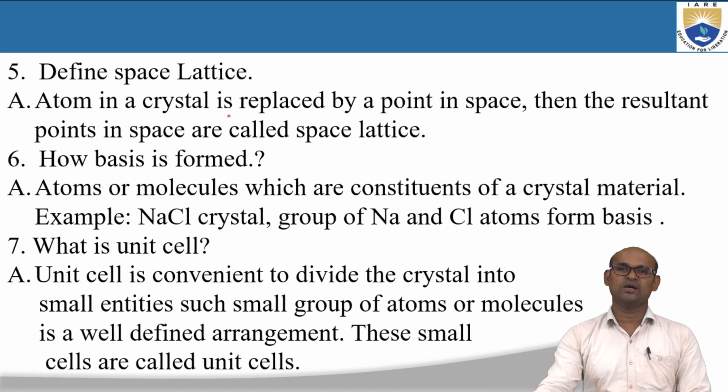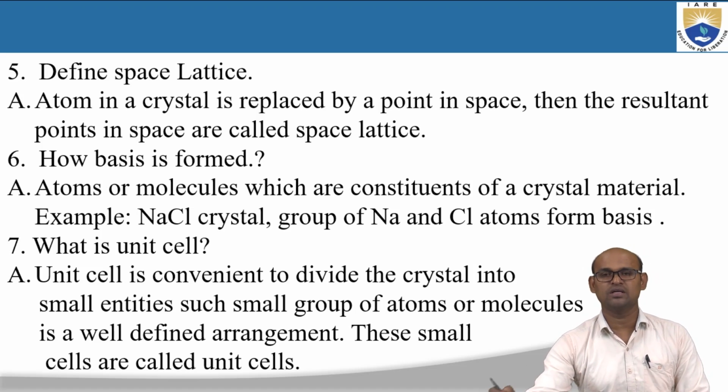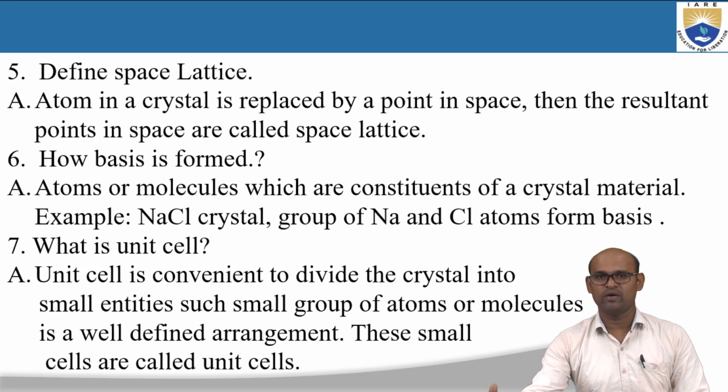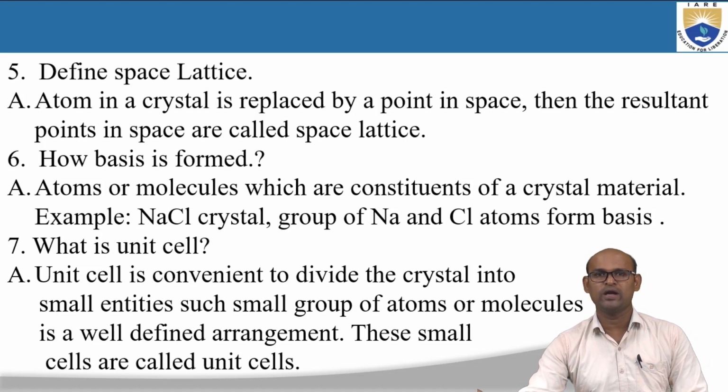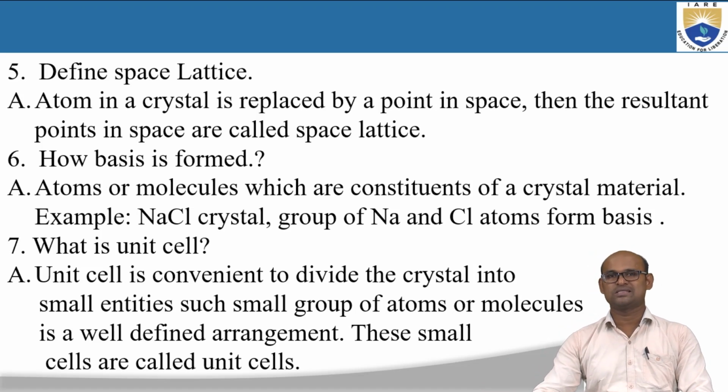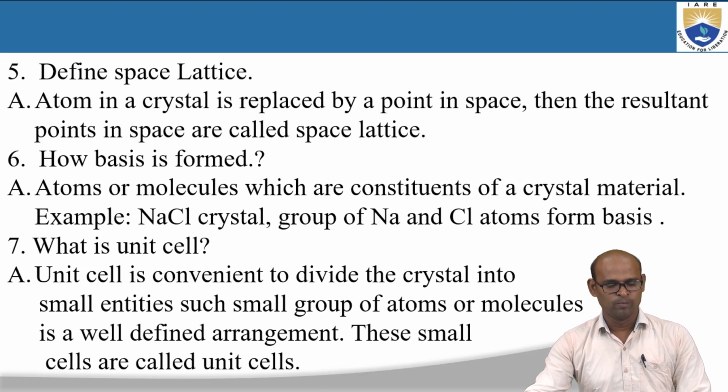So we are trying to understand a crystal. In a crystal you have different atoms. In an NaCl crystal, you have a Na atom and a Cl atom. So we are going to replace this Na atom by one point and the Cl atom by another point. You are basically replacing these atoms by points in space. That's why you call this lattice a space lattice.